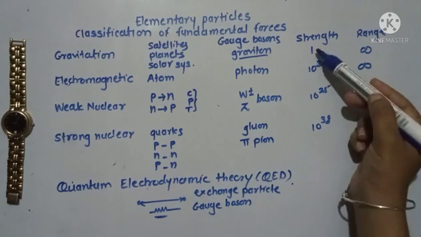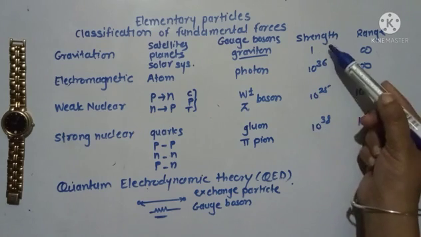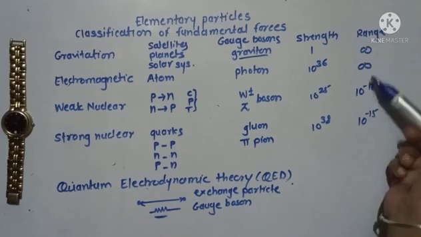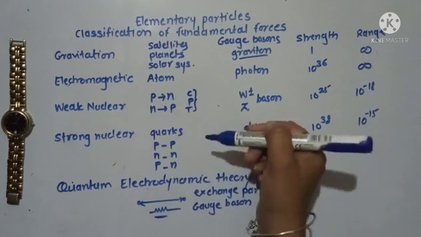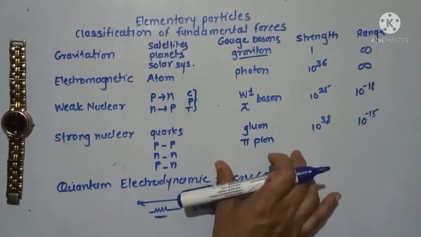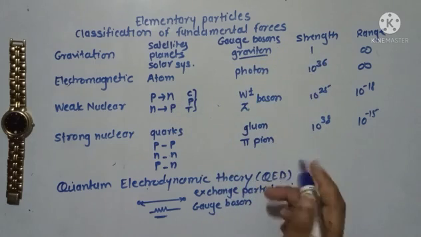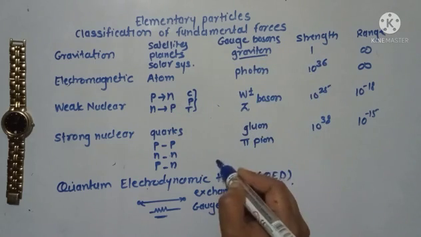So this is the strength of the four fundamental forces, and this is the range up to which these fundamental forces act. But the most important point is the gauge bosons which are involved in these four fundamental forces.